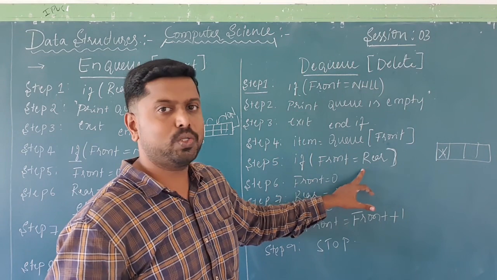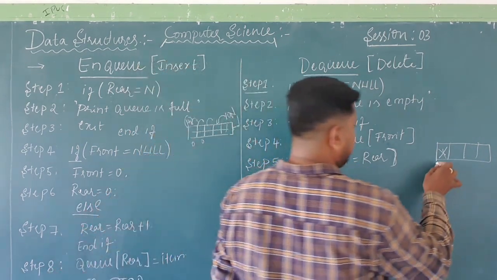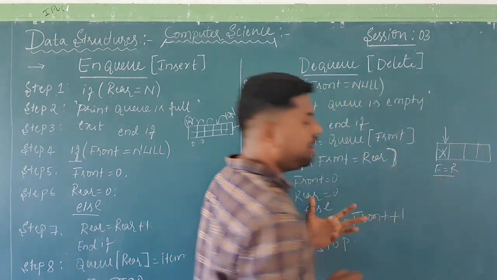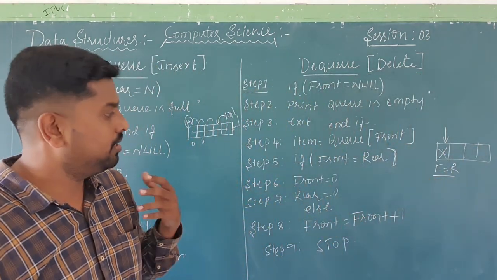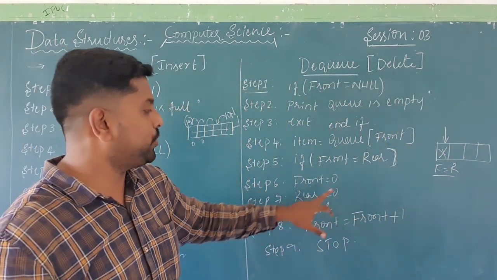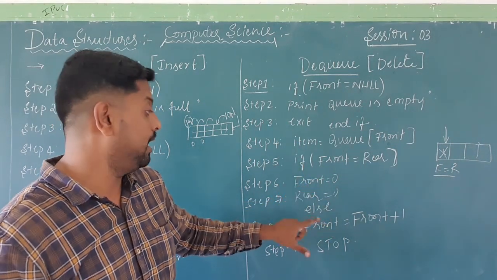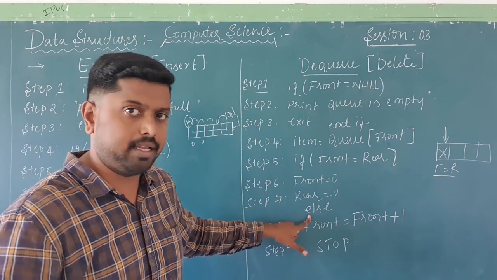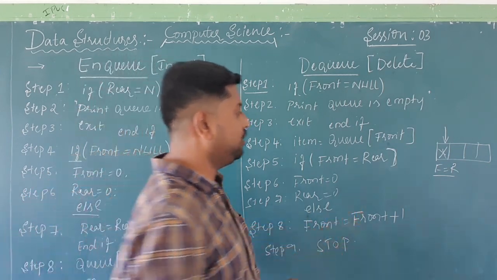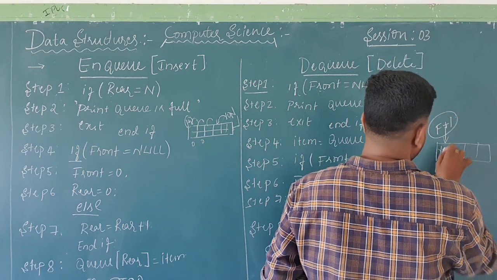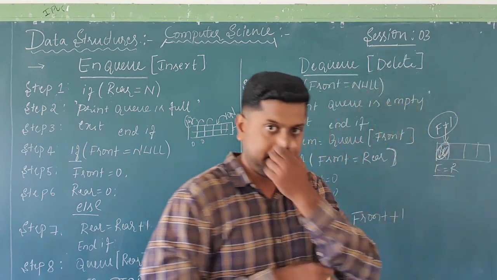If front is equal to rear, that means here is the last point, there is no element. Front is equal to 0, rear is also 0. Now we don't have a chance to delete. Else, if that condition is false, front is equal to front plus 1. Front plus 1 means here one element is present.